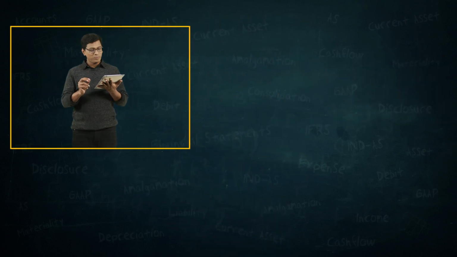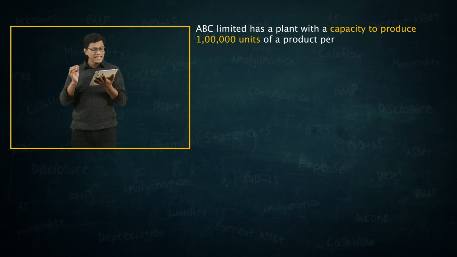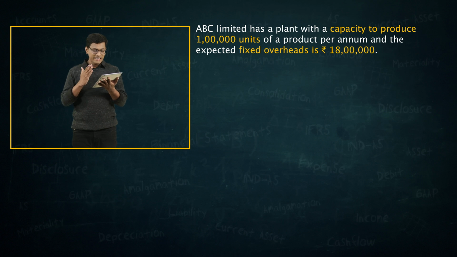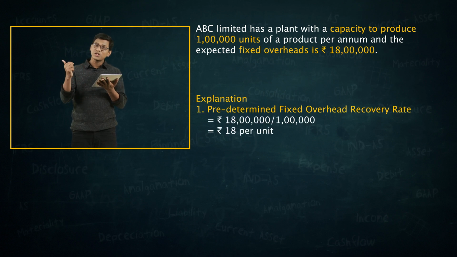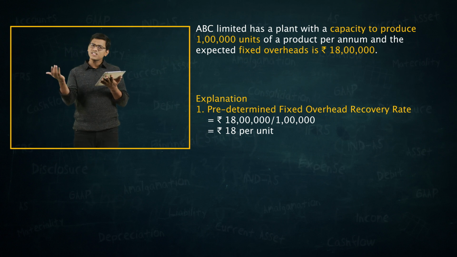Now let's talk about an example to understand how these overheads have to be dealt with. ABC Limited has a plant with a capacity to produce 1 lakh units of a product per annum and the expected fixed overhead is rupees 18 lakhs. Okay. So 18 lakhs of overhead and 1 lakh units is the expected production. So per unit, what is the predetermined overhead recovery rate? 18 rupees is the predetermined fixed overhead recovery rate. Fixed overhead on the basis of normal capacity is 18 lakh rupees by 1 lakh units. So that is rupees 18.